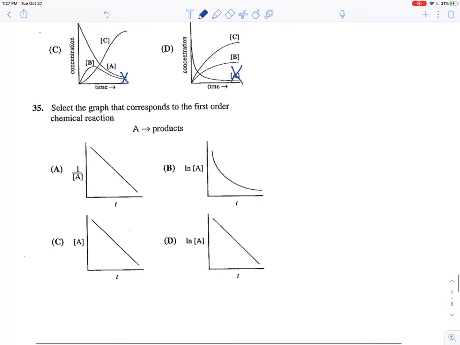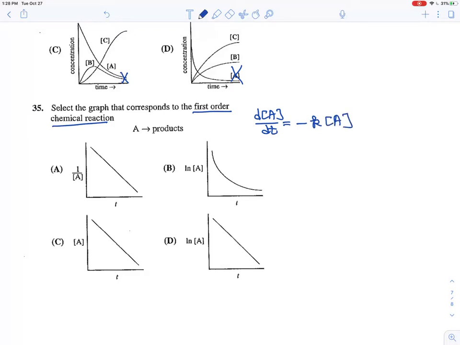Number 35 is the last problem regarding the macro PChem component, and this is probably the easy one for you. I hope you guys can do it. The first order reaction. What that means is the rate of change, dA/dt, depends on k with the first order. And that's a separation of variables. So this is dA over A equals minus k dt. So separation of variables is how to solve the differential equation.